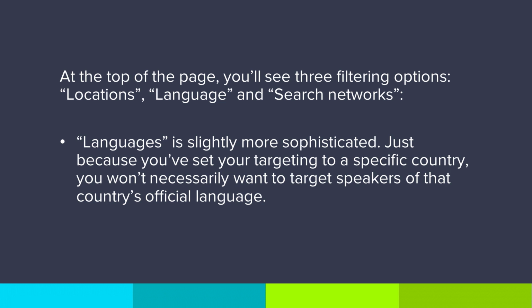Just because you've set your targeting to a specific country, you won't necessarily want to target speakers of that country's official language. Or what if the country you want to target has multiple languages, like India, for example? Each language needs its own campaign, no? Google automatically sets its language to English for marketing in the States. Now, say you want to target Spanish speakers in the States. Just switch the language to Spanish. What about if you want to advertise a particular ski resort in Europe to the German-speaking Swiss? Well, combine Switzerland as the location and German as the language.